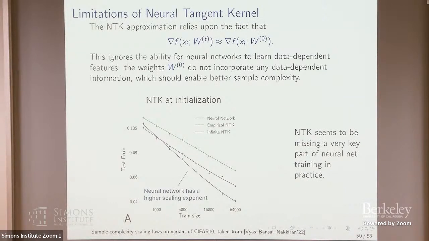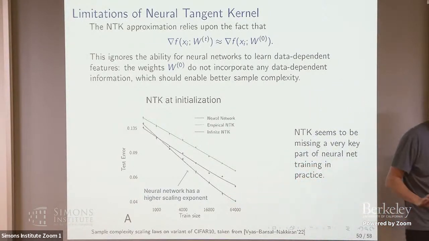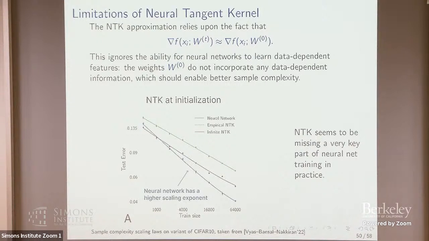I think the takeaway from this is just that neural networks that are not in the NTK regime are able to utilize data-dependent information in a way that reduces sample complexity. And if you don't do that, then you suffer from worse sample complexity.